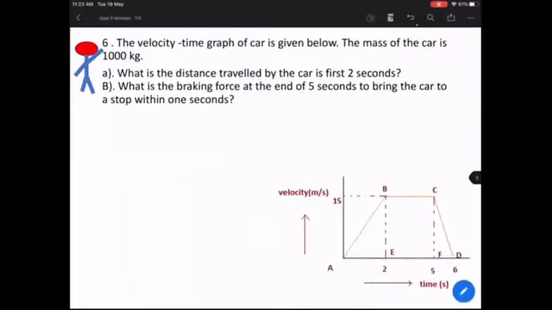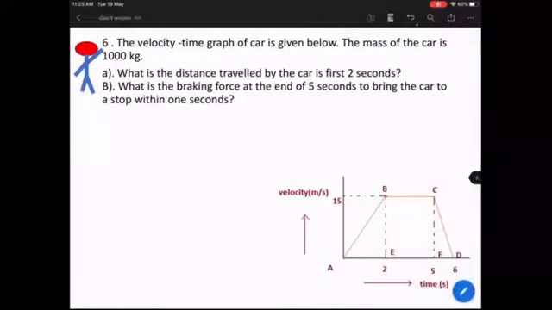The velocity time graph of a car is given below. So you are given a graph. The mass of the car is 1000 kgs. First he is asking you what is the distance traveled by the car in the first 2 seconds.